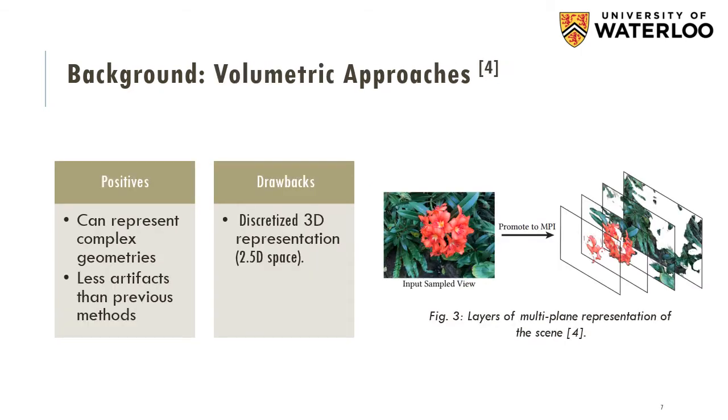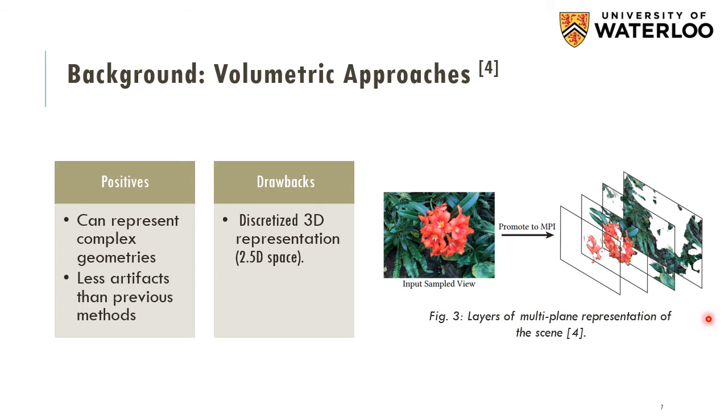Another very promising line of approaches for view synthesis are volumetric or layered representation approaches. What these approaches do is, given an input sample view of a scene, they promote such a view to a multi-plane image representation using deep convolutional neural networks. Each one of these planes corresponds to different depth values across the scene, and each plane contains the RGB and transparency values for pixels that are present at that particular depth value across the scene. This representation allowed these methods to represent occlusions quite explicitly.